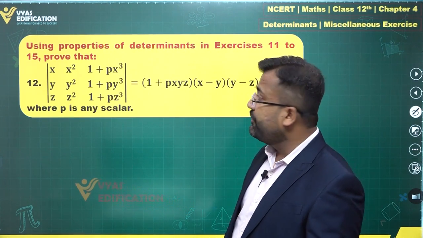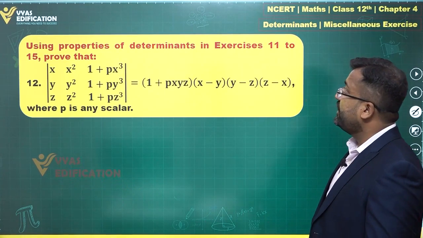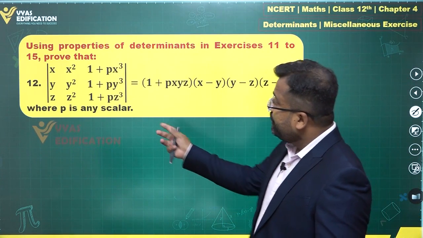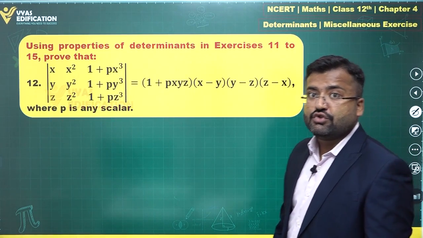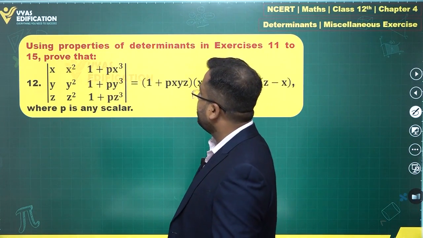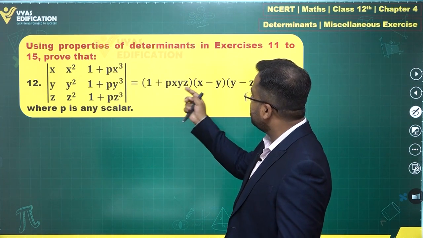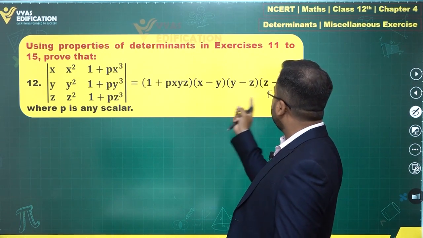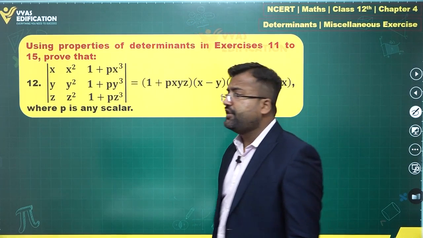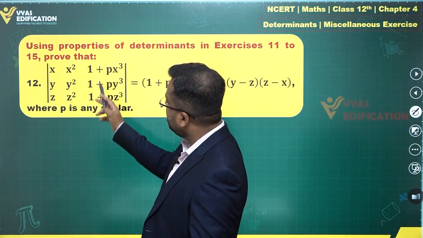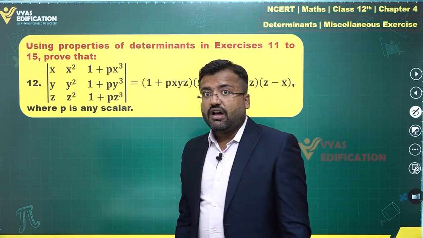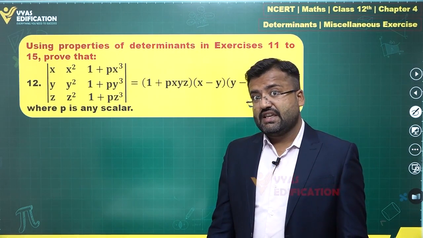Let's discuss this question in front of us. The question says, using properties of determinants, we have to prove that this determinant is equal to this expression over here. Now, how are we supposed to do that? Observe carefully. There's a 1 plus p x y z, x minus y, y minus z, z minus x. Now, this is some kind of a circulant, right? Resultant of some circulant. Okay, we have x square, y square, z square, but all of these terms are actually sum of two terms.